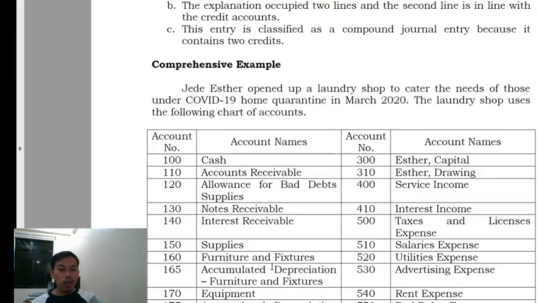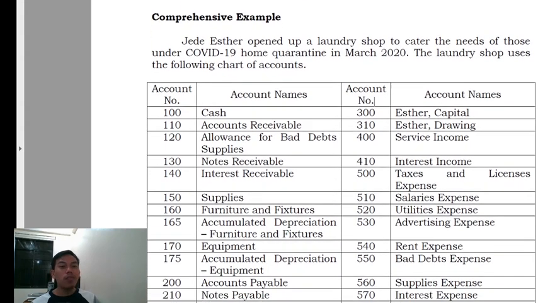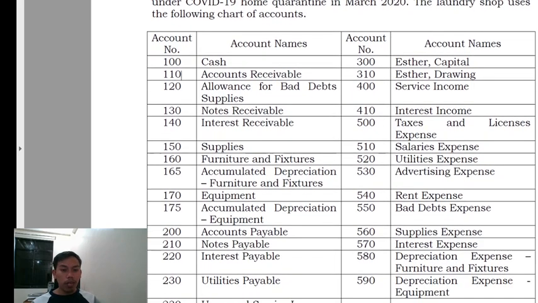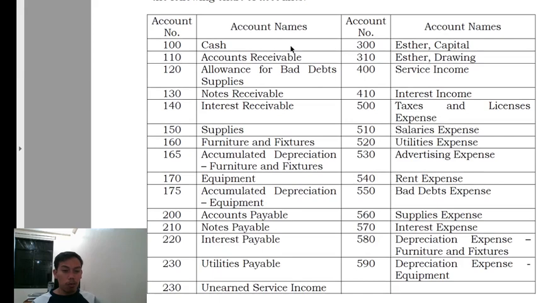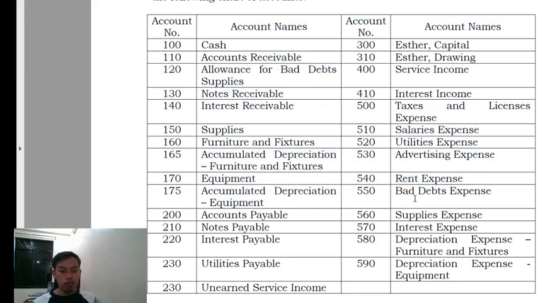So, we have a comprehensive example for Jed Esther. Yun din naman yung inanalyze natin noong chapter 2. Jed Esther na nag-open ng laundry shop in March 2020. The laundry shop uses the following chart of accounts. So, binigay. Dapat yung example, ibibigay yung chart of accounts. Doon mo makukuha yung account names, the account numbers. So, nakaayos po siya.